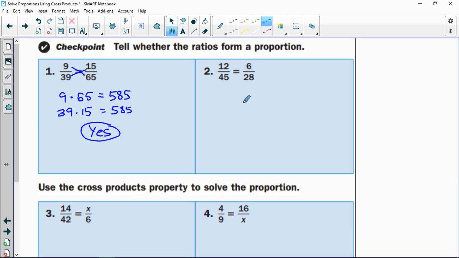What about number 2? Okay, 12 times 28 and 45 times 6 are our cross products. 12 times 28 is 336, and 45 times 6 is 270. So these do not form a proportion.